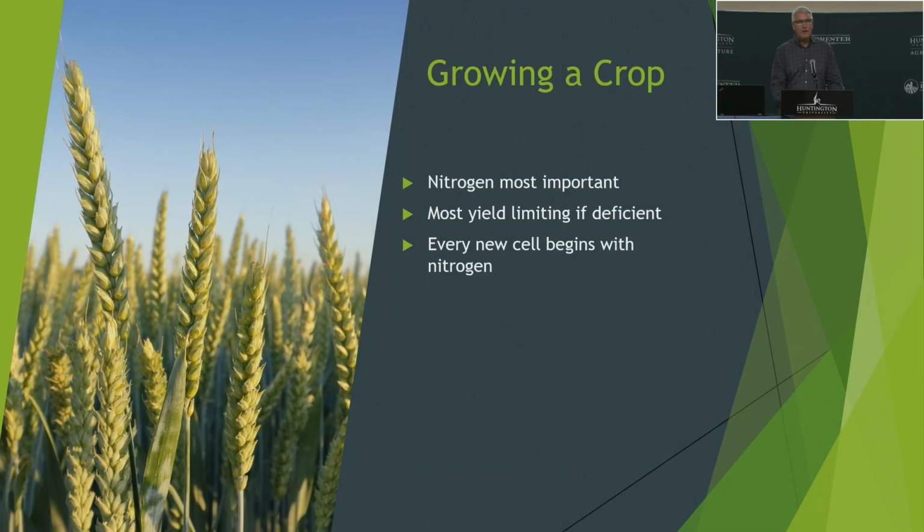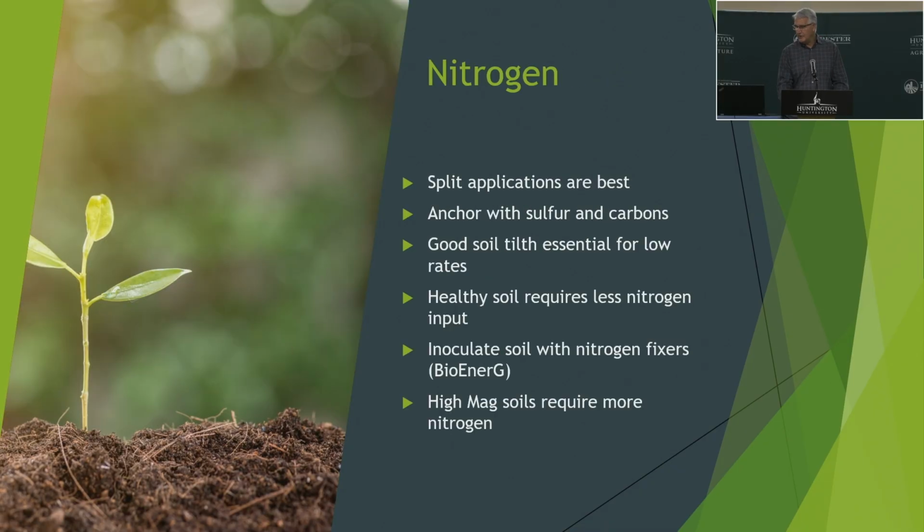So nitrogen is the most important nutrient for growing a crop, and it's going to be the most limiting if you're deficient in it, especially in your grass crops. Every new cell begins with nitrogen. So it's going to take so much nitrogen to grow a bushel of corn. The question is, where are we going to get that nitrogen from?